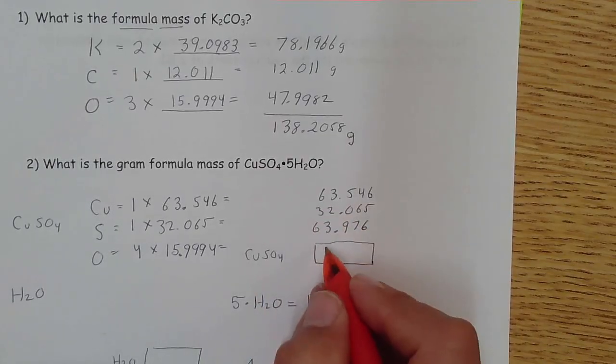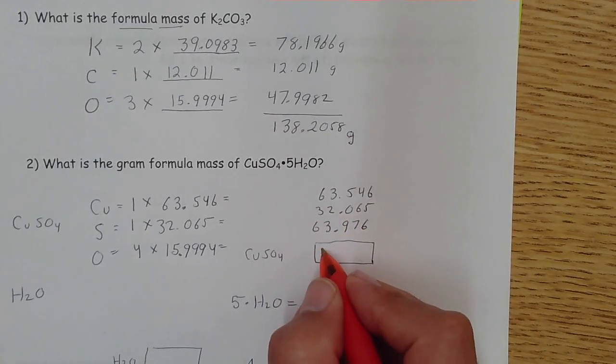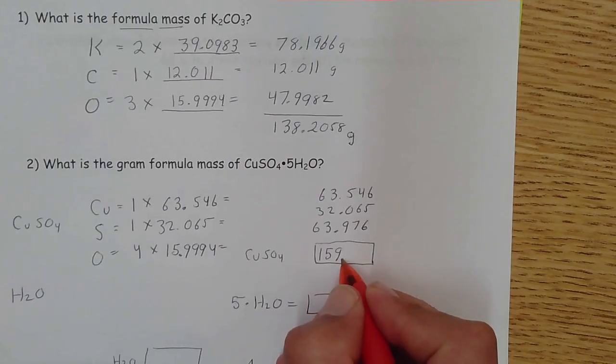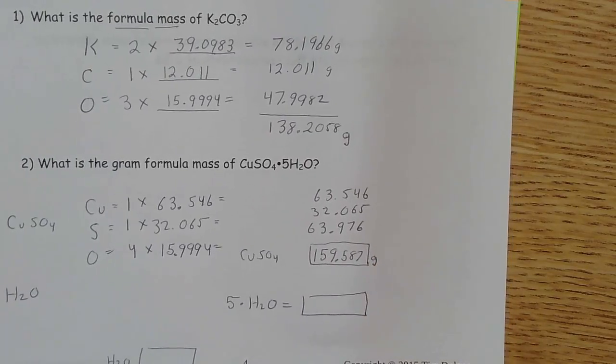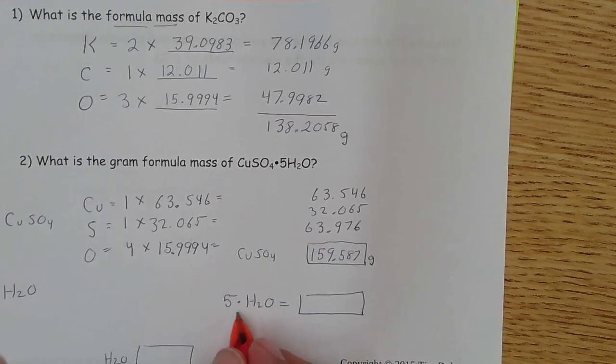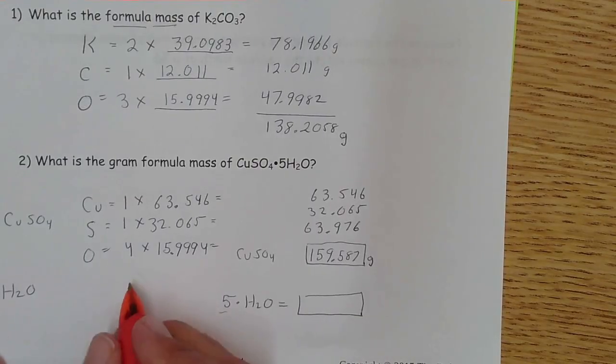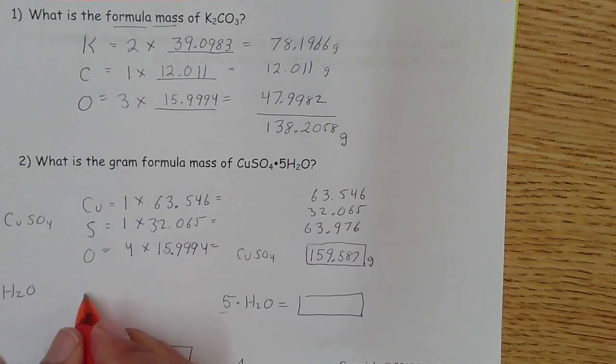And then adding up all of this gives me a formula mass of 159.587 grams. Okay, and that's grams per mole. We'll call it grams for formula mass. And then for water, I'm going to find 1 water. And do you agree if I have 5 of them, I can multiply by 5 later? That's what I would recommend doing.